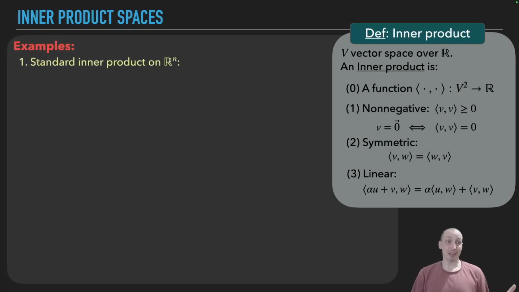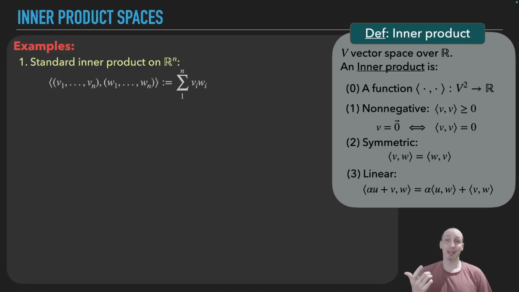Okay, so the first example is the standard inner product on Rn. This is the scalar product. We just take the product of vi, wi, and we sum everything up. So let's just see that this is actually an inner product, and it should be because this is our prototype. This is why we defined inner product. So first of all, this is a well-defined function. If we multiply a vector by itself, this is just the sum of vi squared, which is always non-negative. And if a sum of squares is 0, then each one of the squares must be 0. So each coordinate is 0, meaning the vector itself is 0. So this is a non-negative function.